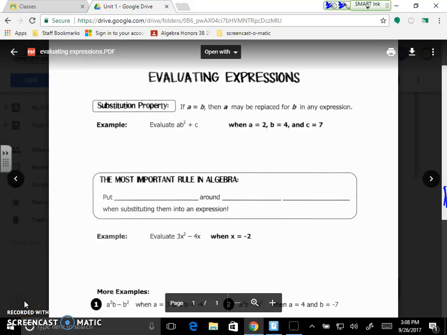Okay, today we're going to learn about evaluating expressions. Sometimes you've heard about substitution.